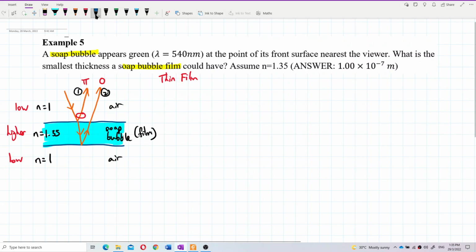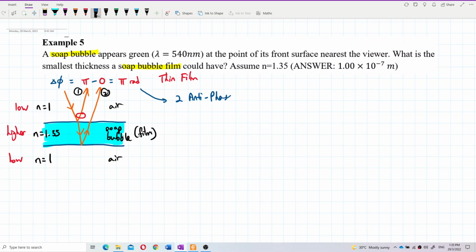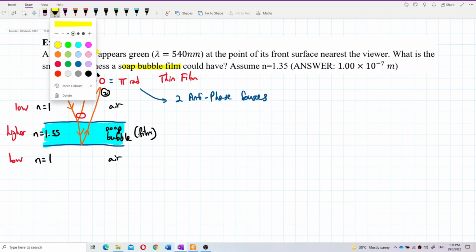So let's find out. The phase difference delta phi between these two rays is pi minus 0, which equals pi radian. So these two rays got pi radian phase difference. Understand? So they become anti-phase. They become two anti-phase sources of light.